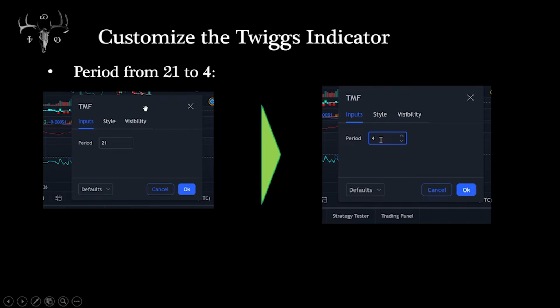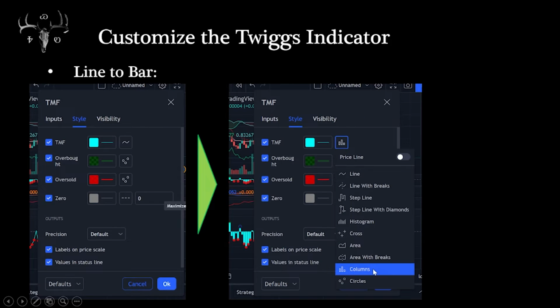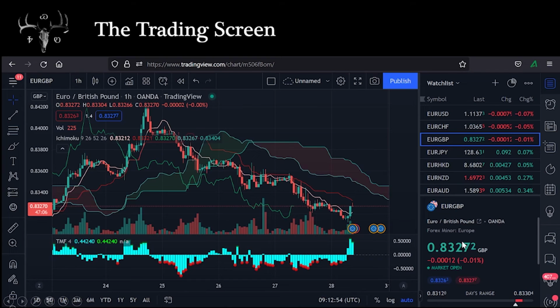Go into the settings, go into inputs, change the thing that says 21 to a thing that says 4, and then to change it from line to a bar, stay in the settings, go to style, click on this little guy here, and turn it into columns. And then your trading screen should look something like this.